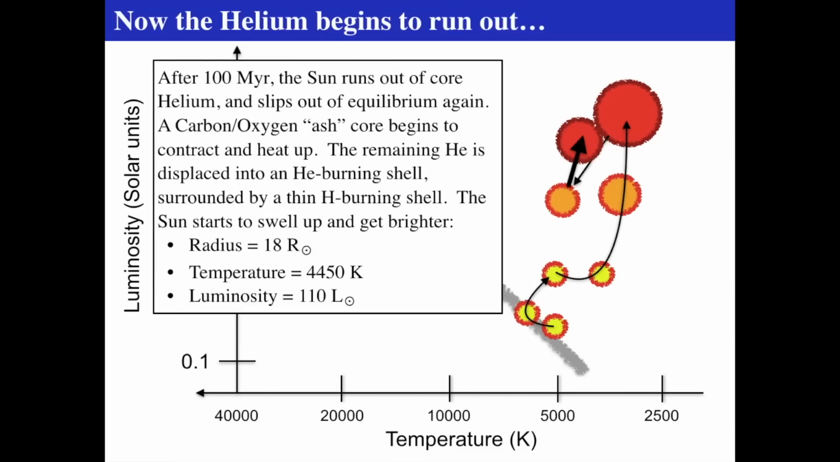After this 100 million years, it again slips out of equilibrium. The carbon-oxygen core, the ash core, begins to contract, just like the helium core did previously. And then there's a helium-burning shell around that core, and then a hydrogen-burning shell around that helium-burning shell. So it's a little bit of an onion shape. It swells up again, becoming a giant once again, raises its radius to about 20 times the radius of the sun, cools off some more, and luminosity grows again.